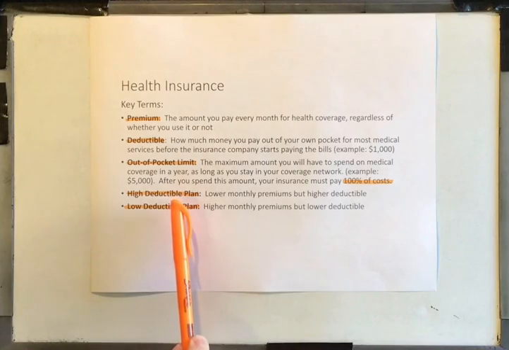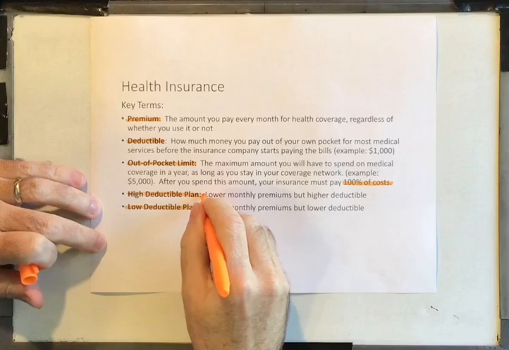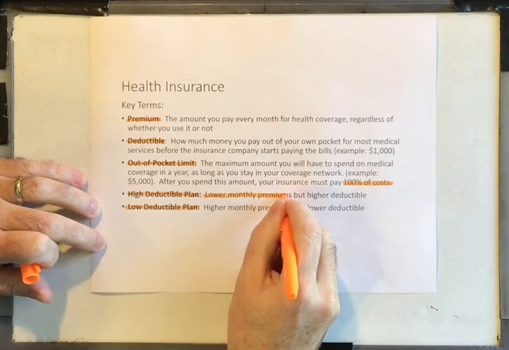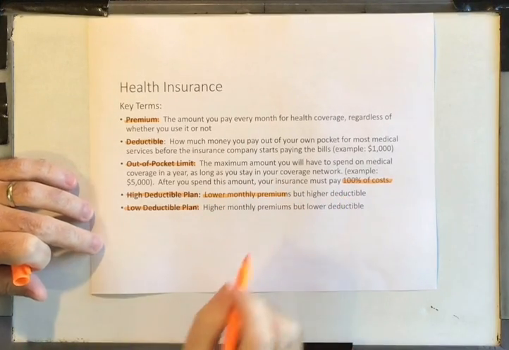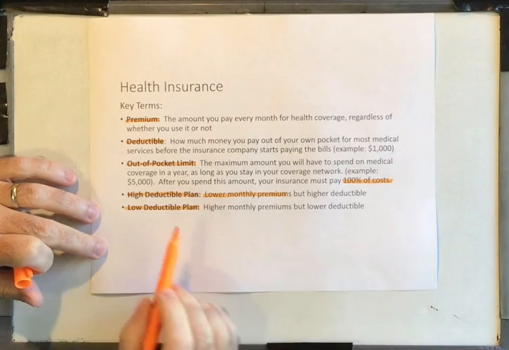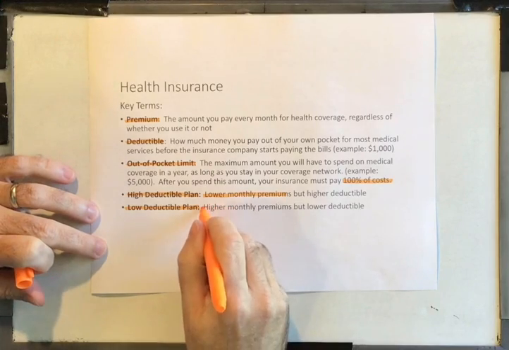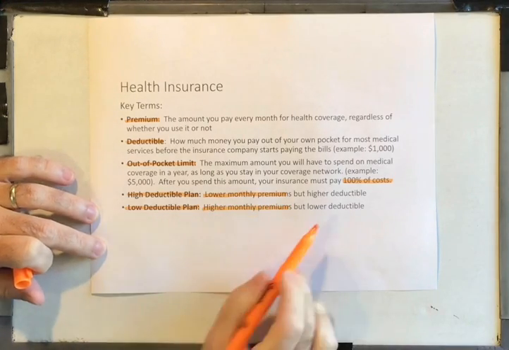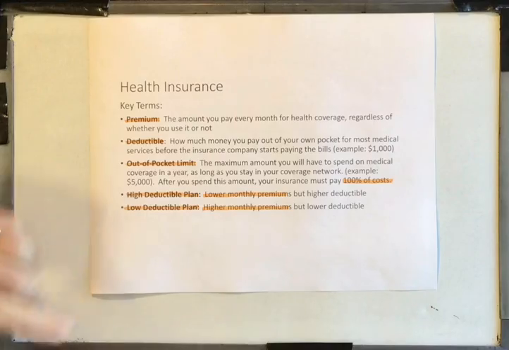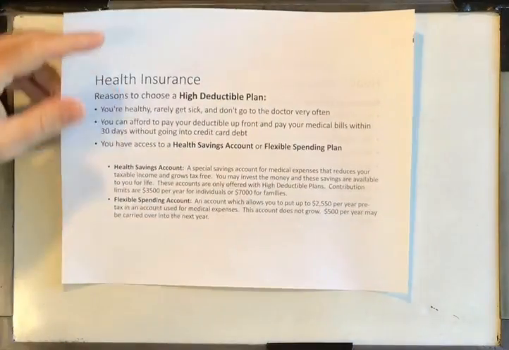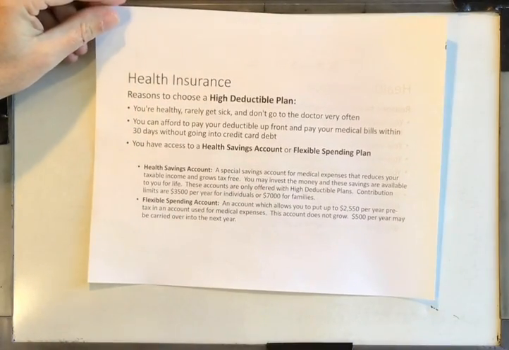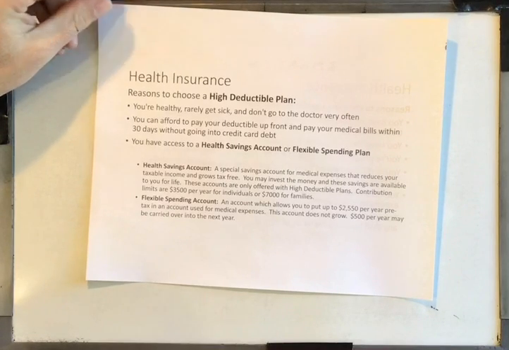In a high deductible plan, you have a lower monthly premium but a higher deductible. And with a low deductible plan, you'll have a higher monthly premium, but a lower deductible. So we'll talk about each one of these, which one might make sense for your situation, and it changes over time. Okay, the second slide, we're still in health insurance.